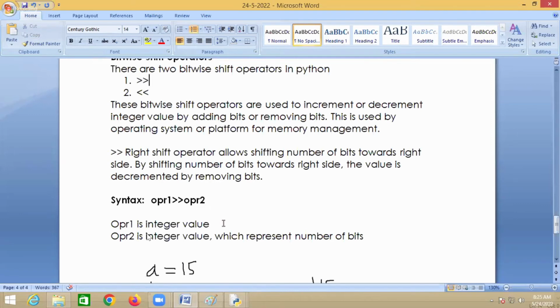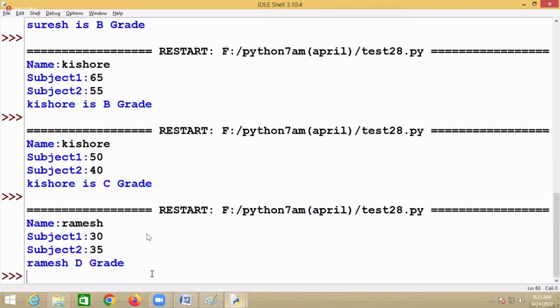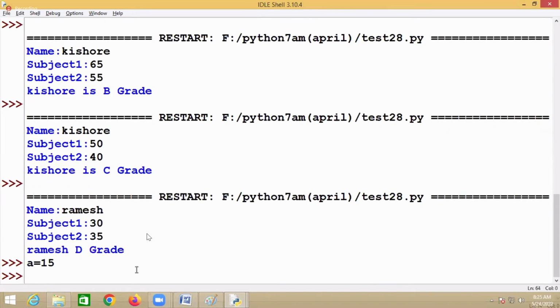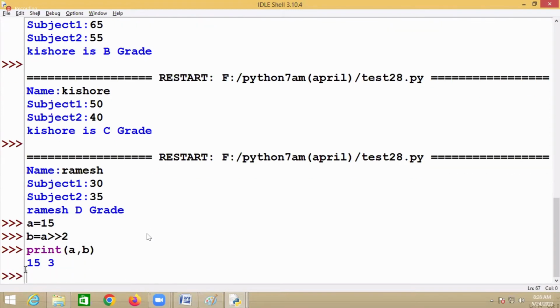Bitwise shift operators. Let us take an example here. The value of A is 15. The value of B is A right shift 2. Then I print the A value as well as the B value. What is the value of A here? 15. And the value of B is what here? 3.